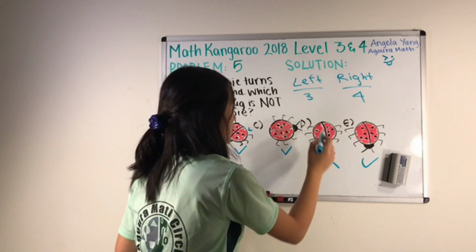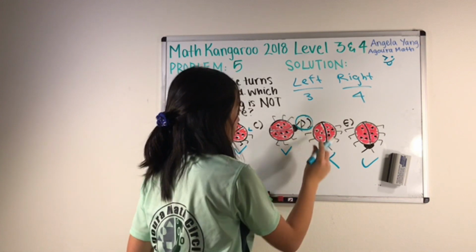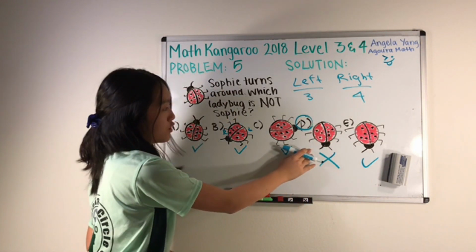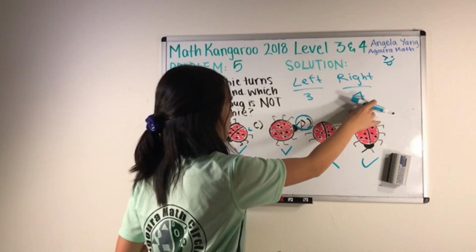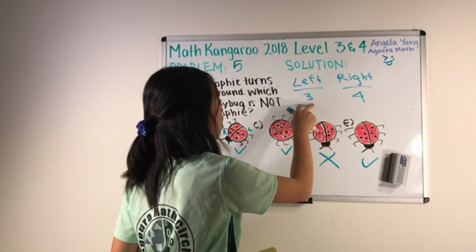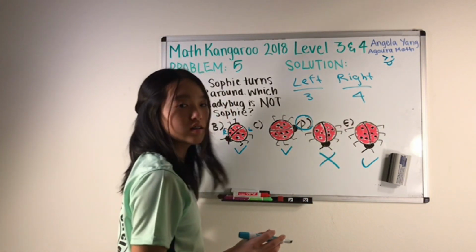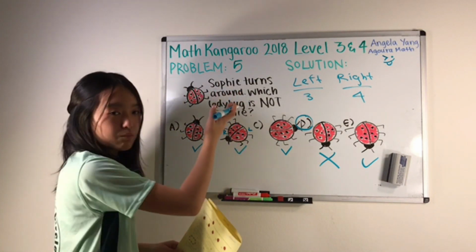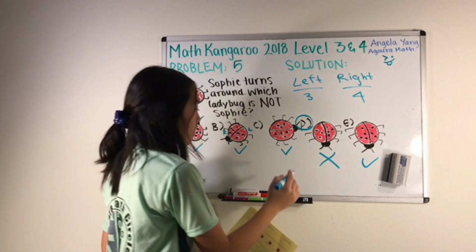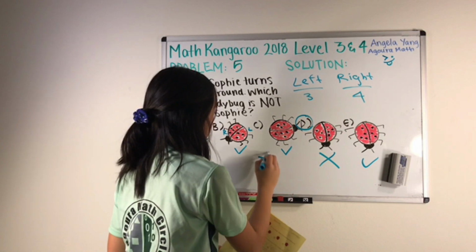In this case, letter D is your answer, because the ladybug over here is not Sophie, because instead of having 3 on the left and 4 on the right, they have it switched. There's 4 on the left and 3 on the right, which is not the pattern that Sophie the ladybug has on her wings. Therefore, our answer is letter D.